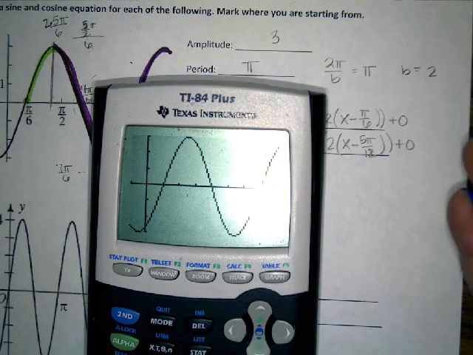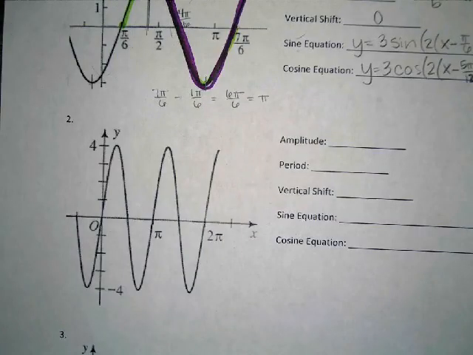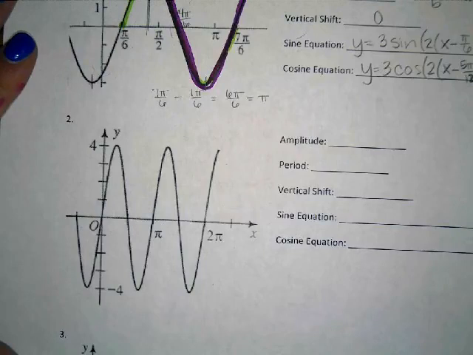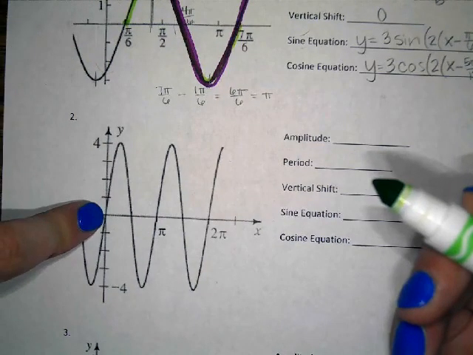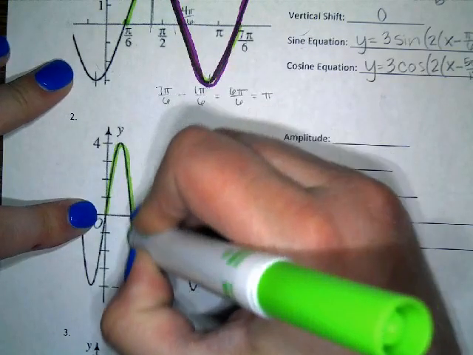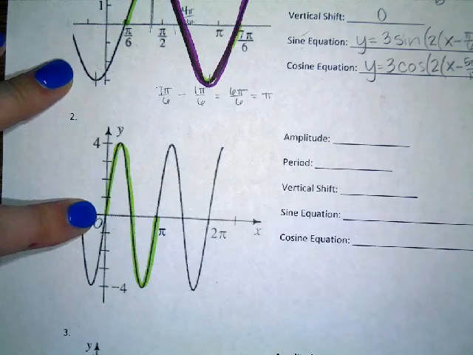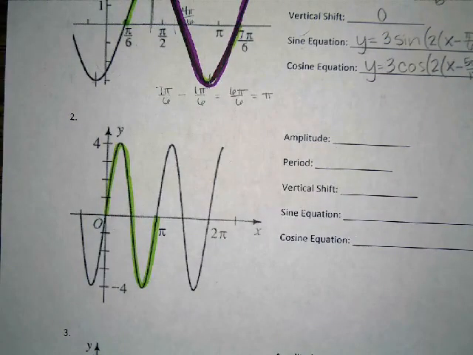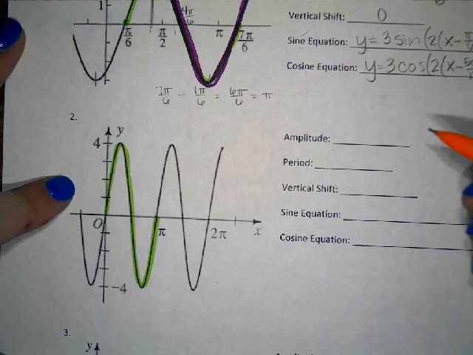Do you want to do a sine graph or cosine graph first? Sine first? Okay, let's grab our marker. Is it okay if I start right here at the beginning? I'm going to start right here, and I'm just going to do one shape of the graph. Yeah, it looks like pi. So the amplitude is 4. The period of the graph is pi.